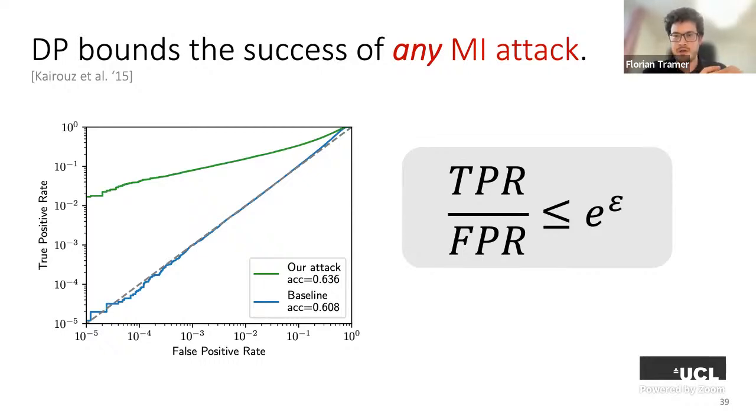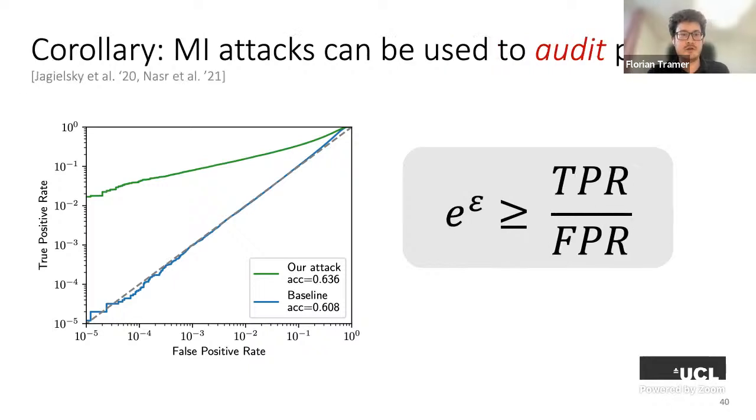And so if you want this ratio to be high, you kind of have to look at low false positive rates. The nice corollary of this connection between membership inference attacks and differential privacy is that you can now use membership inference to audit privacy.